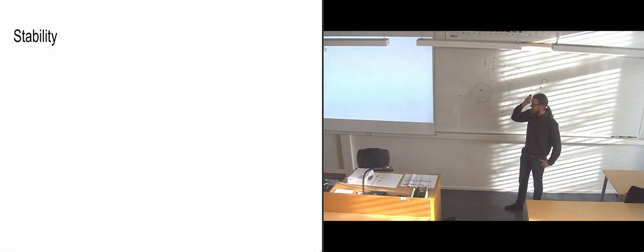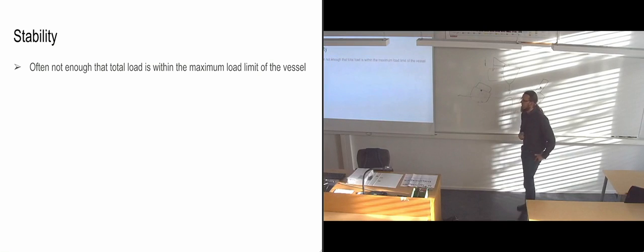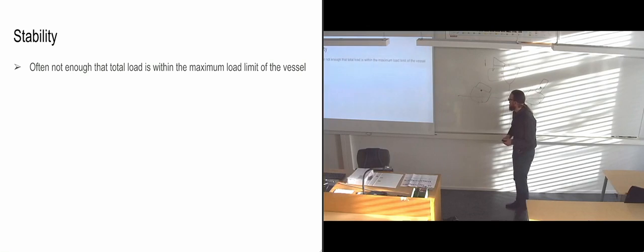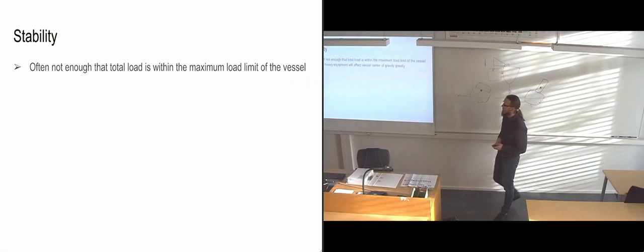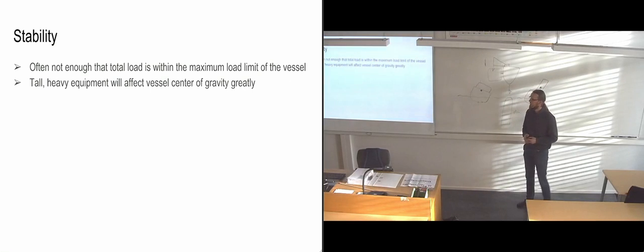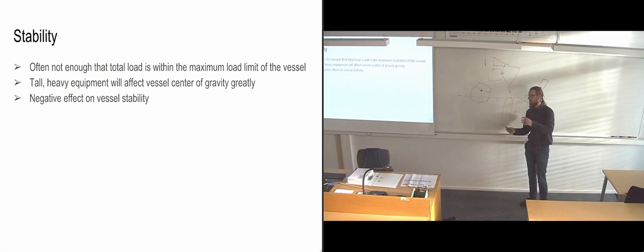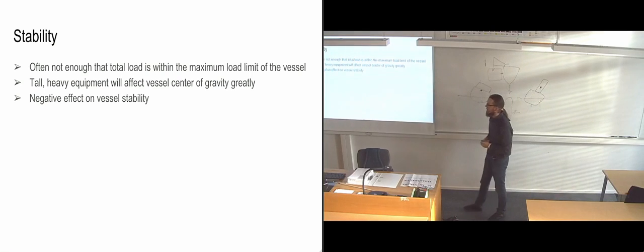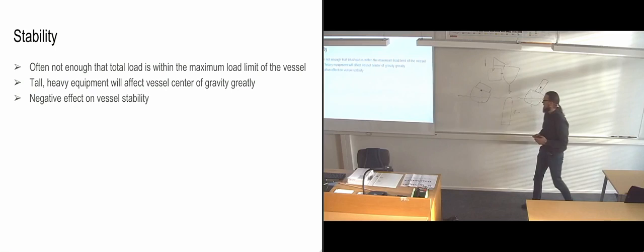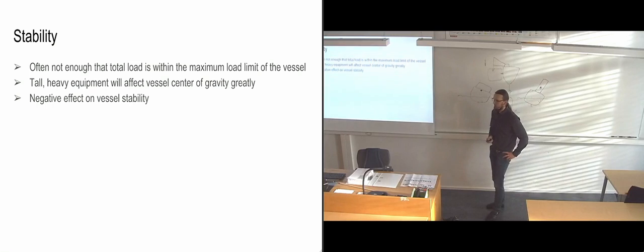Then also the stability of the ship. We've already talked a little bit about ship stability, and it's often not enough that the total load is within the maximum load of the vessel. Again, with having the drum horizontally or vertically, it has something to do with the center of gravity also. So tall, heavy equipment will affect the center of gravity greatly, and this will have a negative effect on the vessel. Whenever it is being rotated over to one side, it's going to rotate much further than what it usually would without that equipment on, because of that center of gravity. And in the worst case, it's actually going to rotate so far that you have water leaking into the ship.